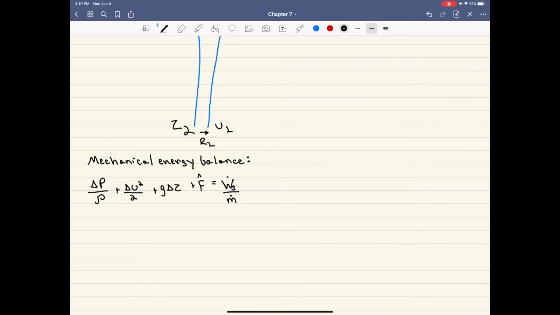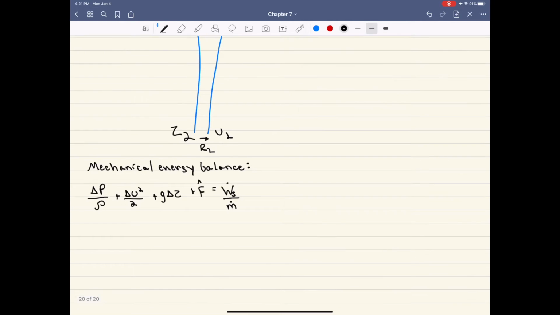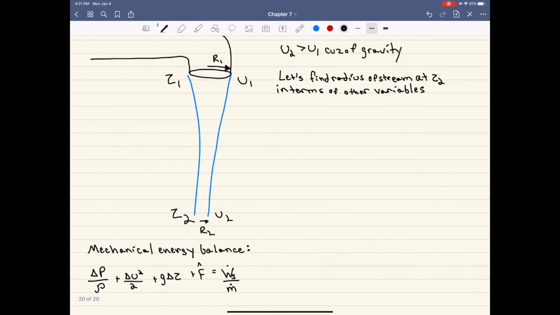Okay? At this point, I want you to pause the video and think about the terms in this mechanical energy balance that are negligible and that you could cancel out. All right, let's go from left to right. And so starting with the pressure gradient term, we have to remember, in our system, and it probably helps if I draw the boundaries, what we're considering is the stream from Z1 to Z2.